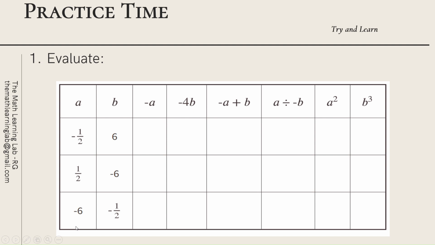The opposite of minus 6 would be positive 6. For minus 4b, you need to do negative 4 times whatever the given value of b is. Fill in those columns, please. For minus a plus b, you have to add the opposite of a and b together and write it down. Remember, don't forget to perform your integer or rational number operations.